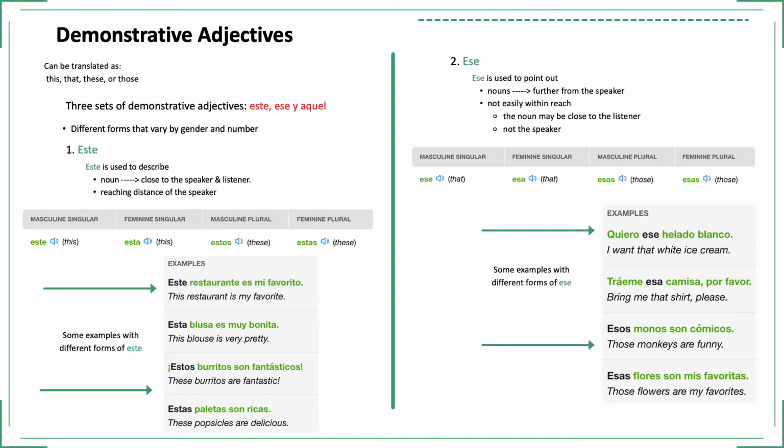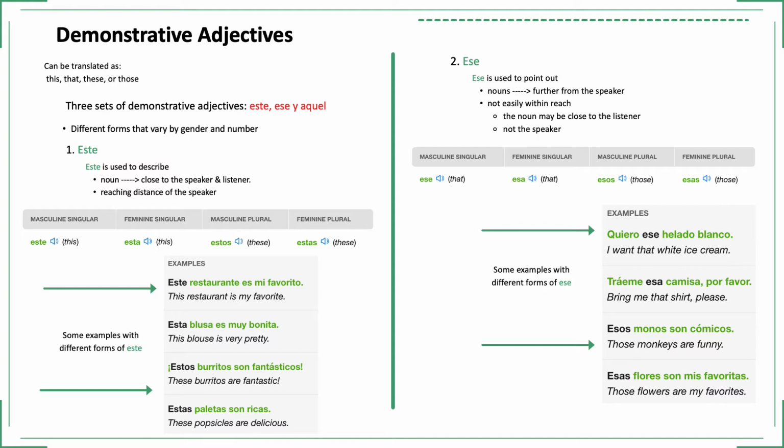So let's talk about el número uno. Este. Este is used to describe a noun that is close to the speaker and the listener. It is normally used to talk about something within reach or within reaching distance of the speaker. Now here are the four forms este can take in Spanish.